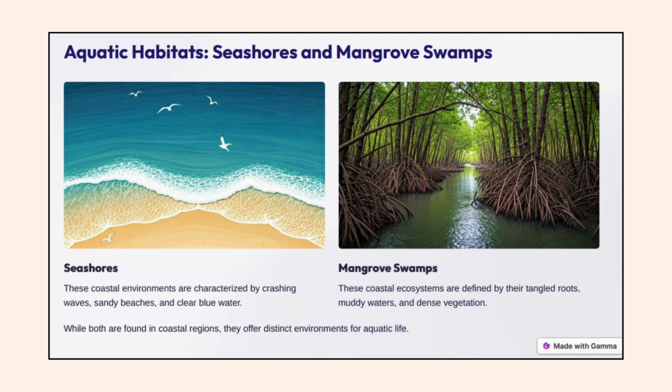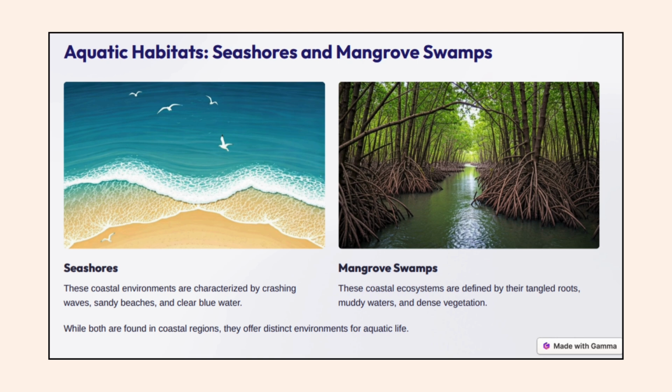Alright, so now let's have aquatic habitats, wherein we're going to discuss seashores and mangrove swamps. So, seashores are coastal environments characterized by crashing waves, sandy beaches, and clear blue water, while mangrove swamps are coastal ecosystems defined by their tangled roots, muddy waters, and dense vegetations. While both are found in coastal regions, they offer distinct environments for aquatic life.